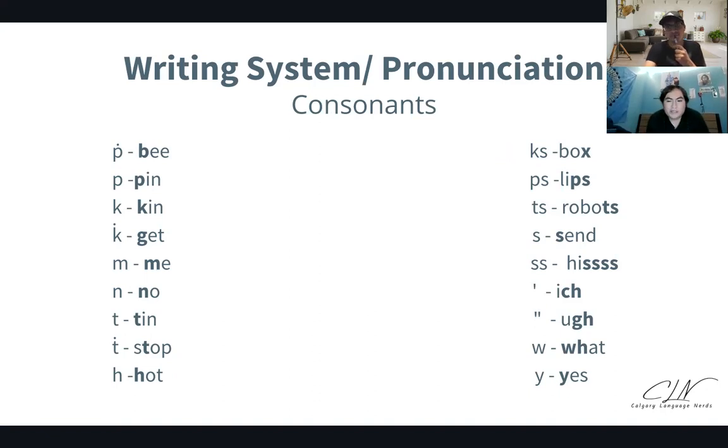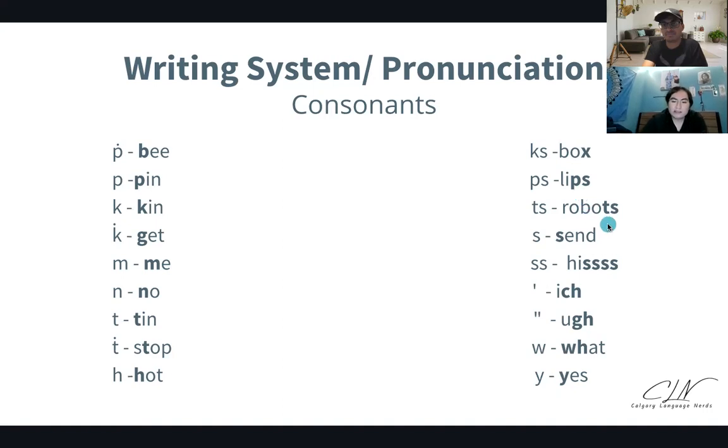KS is pronounced, well, it doesn't really help if I just pronounce it by itself. So KS as in the word box, or you could pronounce it like ix, or ixy. This next consonant cluster, PS, is pronounced like in the word lips. You could pronounce it like ips, or ipsy.